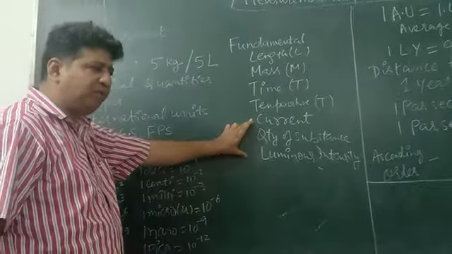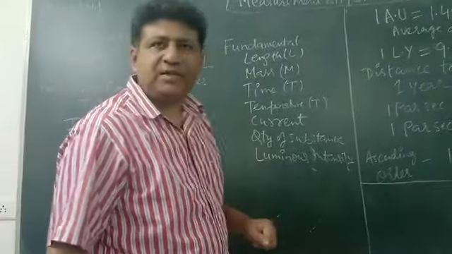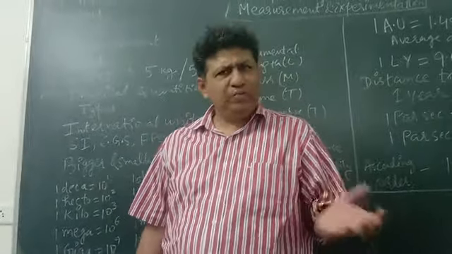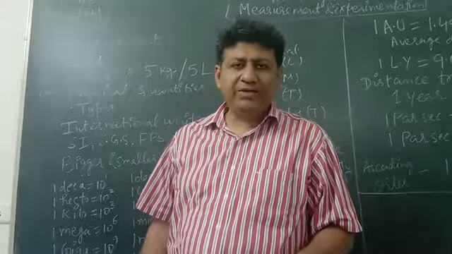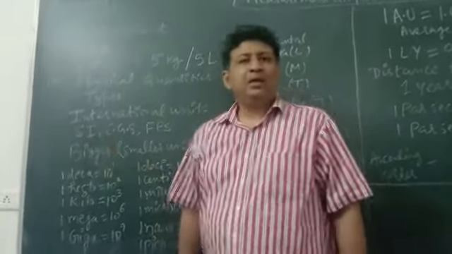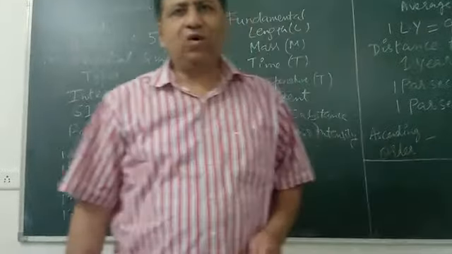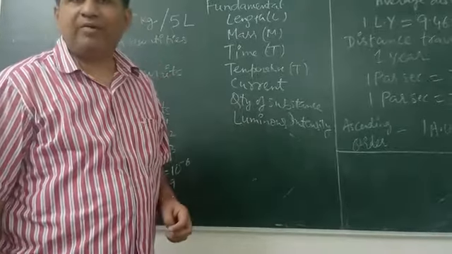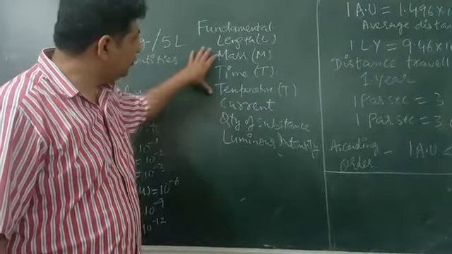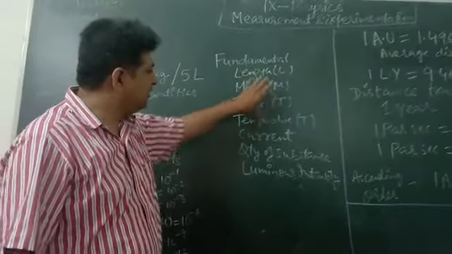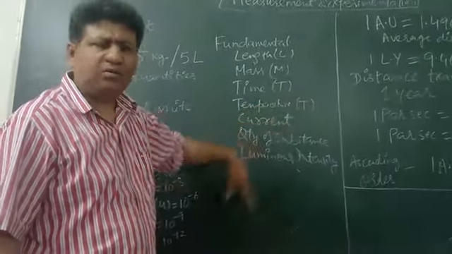There are 2 more complementary fundamental quantities as well. They are called angle and solid angle. I know you've been measuring them in degrees. However, the SI unit which we'll be discussing is radian for angle, and for solid angle it is steradian. So you should concentrate on these 7 fundamental quantities. These are the symbols by which we technically write them.